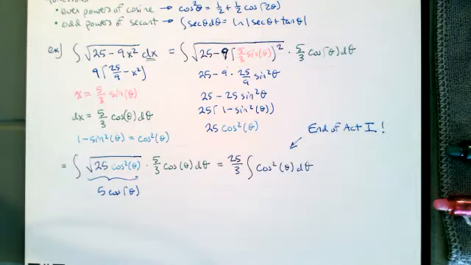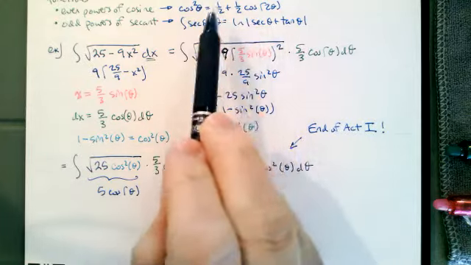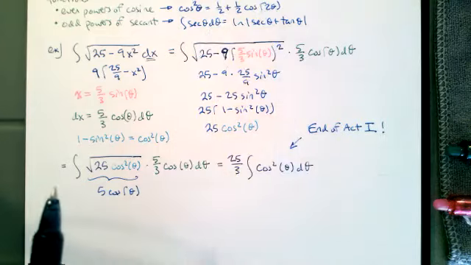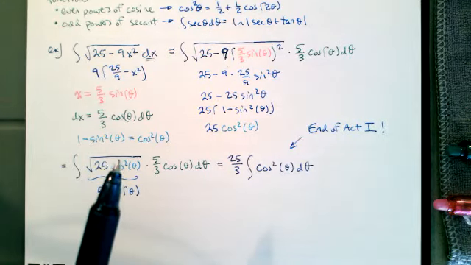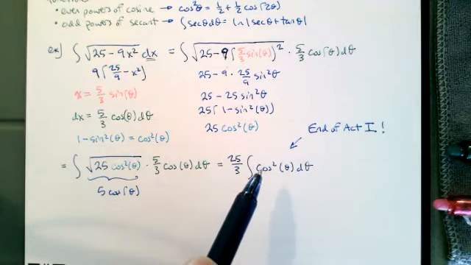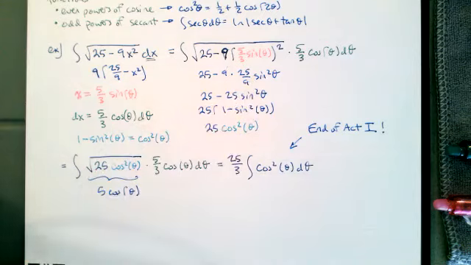How we actually integrate cosine squared is to use a double angle identity, because integrating cosine squared is just a trig identity away from integrating the cosine of 2 theta, which is preferred. So we replace the cosine squared. Now we're going to start Act 2. We're going to replace the cosine squared with a half plus a half cosine of 2 theta.